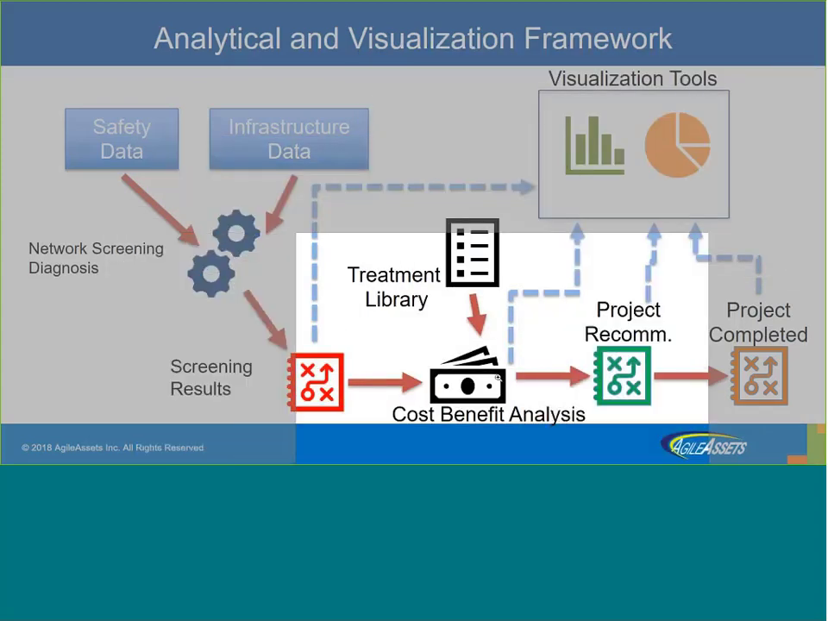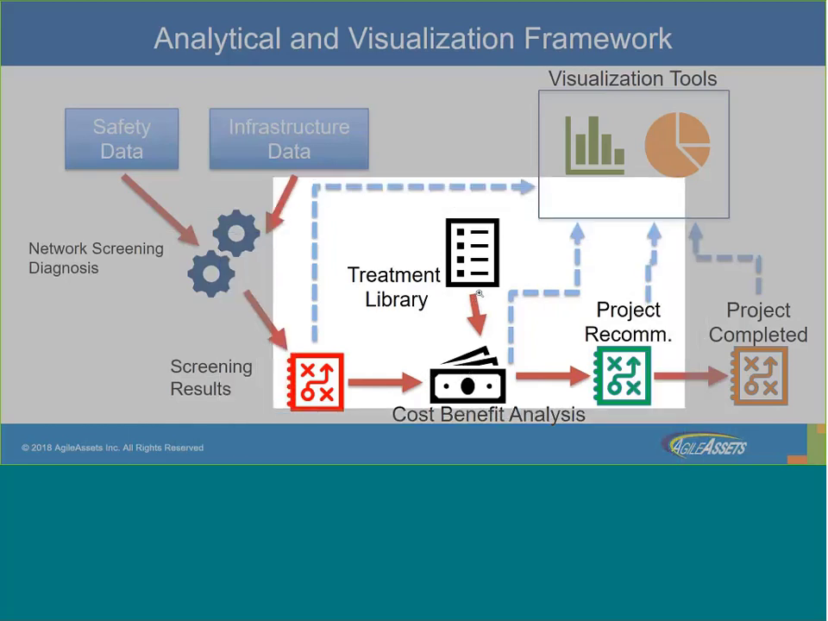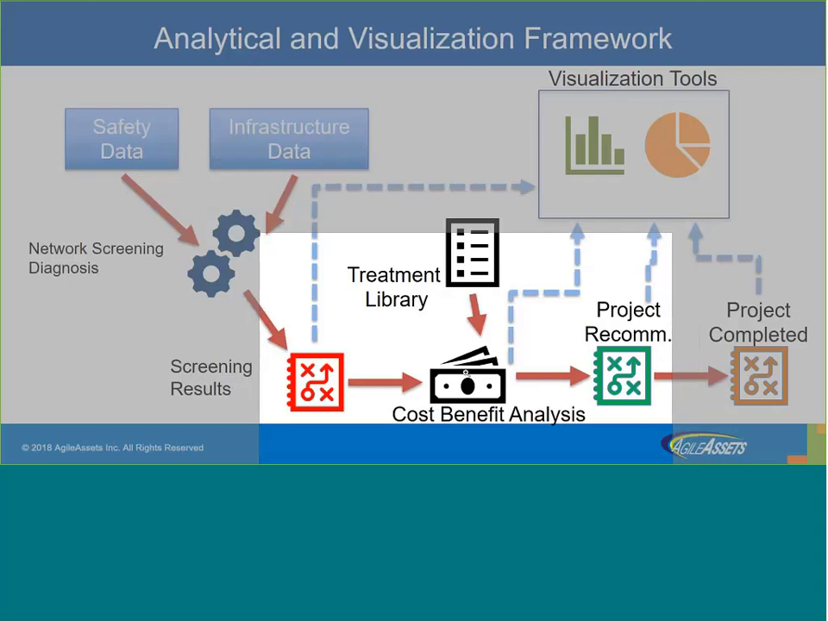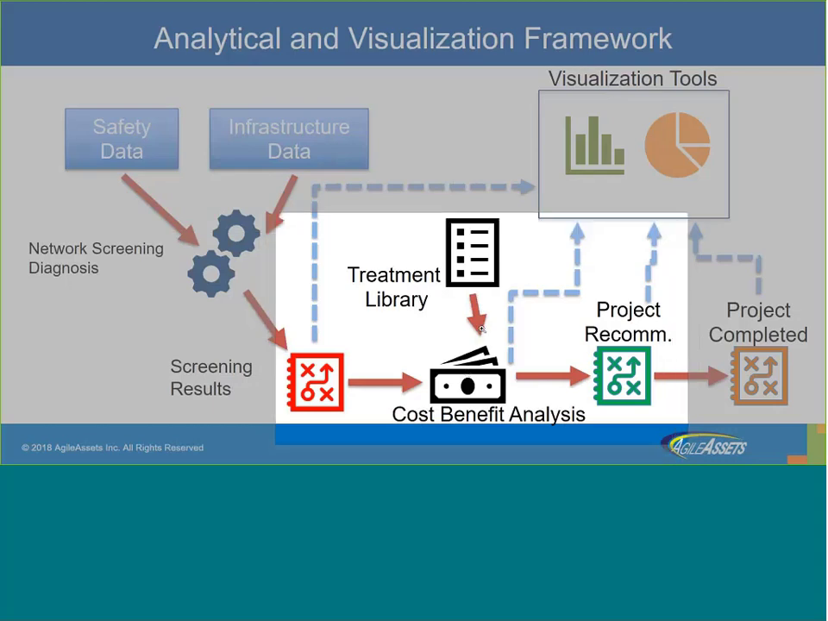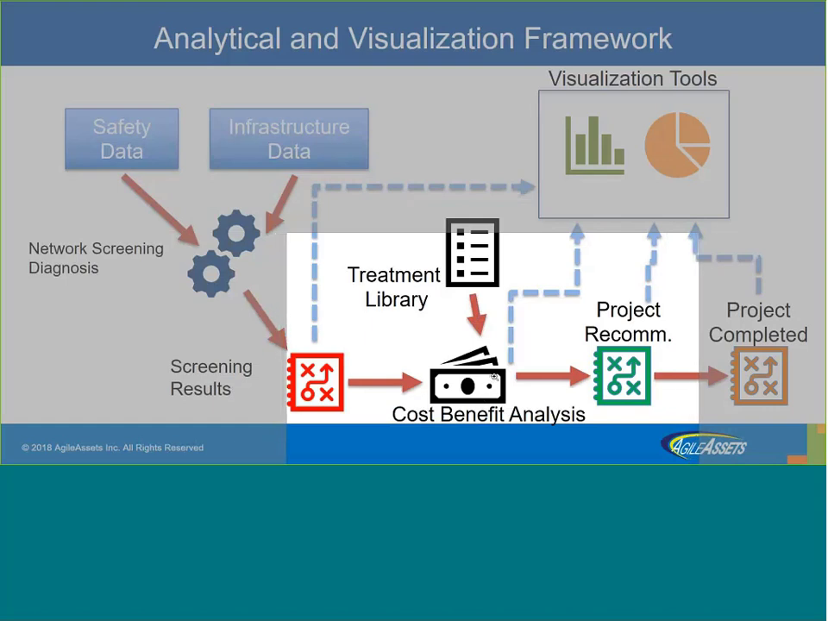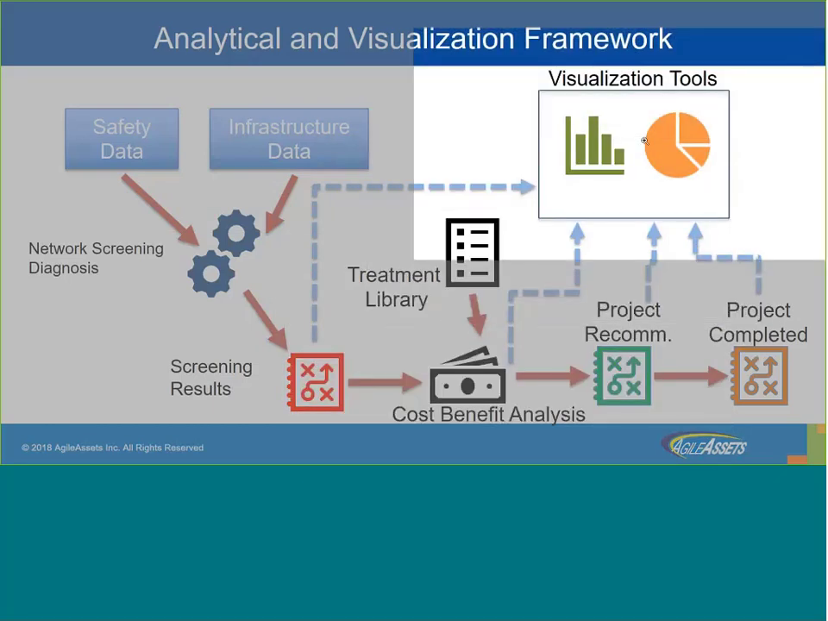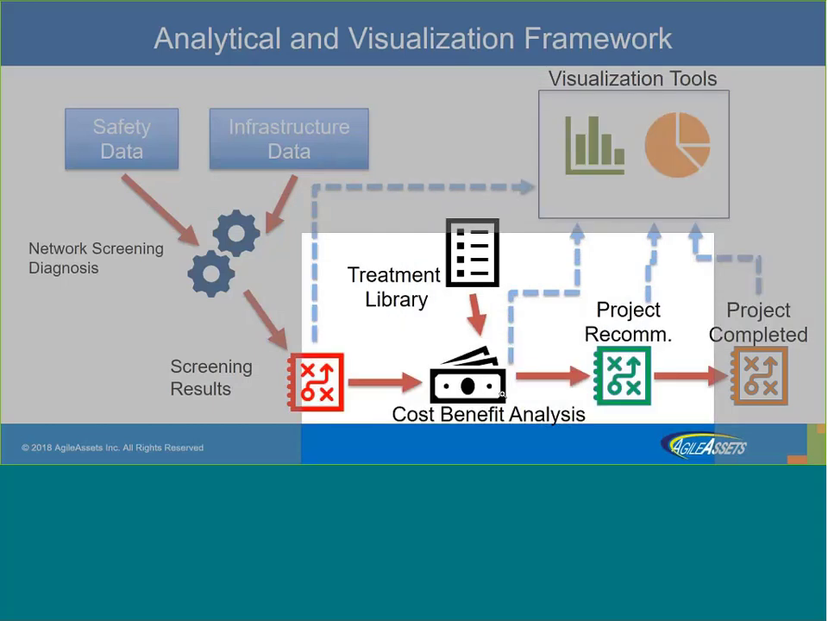The next step of the screening is running a cost benefit analysis. So we consider the treatment library that we have. We run the cost and benefit analysis to identify whether the safety projects or countermeasures that we are considering are economically viable or not. And from that, we get a list of projects. That list of projects, which is the initial stage, the planned projects, can also be fed into the visualization tool to do some analysis.